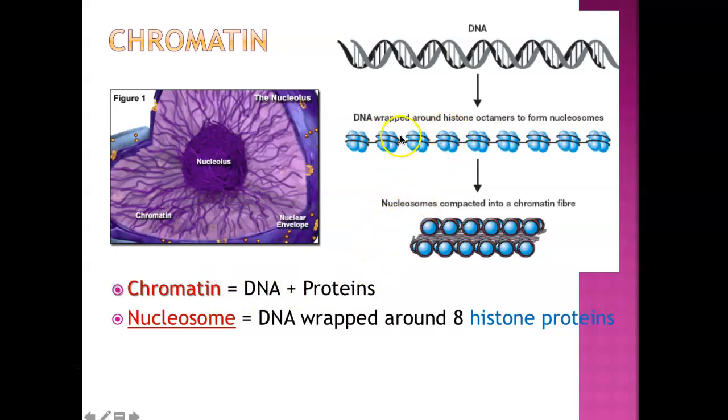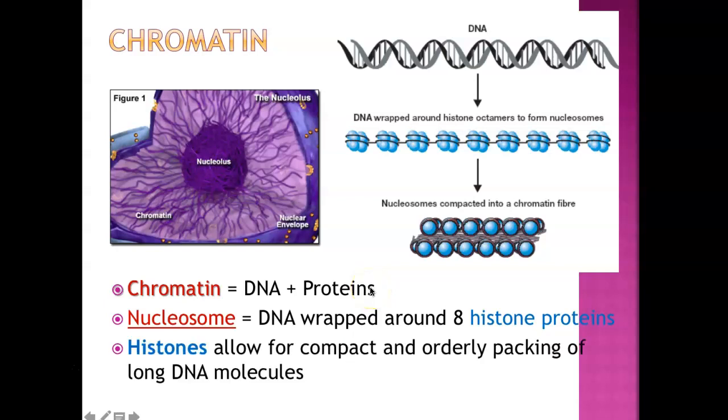So chromatin is DNA with the proteins it's wrapped around, your little dresser drawers right here. And then this one little unit right here is called a nucleosome. So you have a protein with DNA wrapped around it. The nucleosome, like in my analogy, would be the drawer of the dresser. And histones is the name of the protein, the little blue things that it wraps around, and it just allows for compact and orderly packing of DNA.